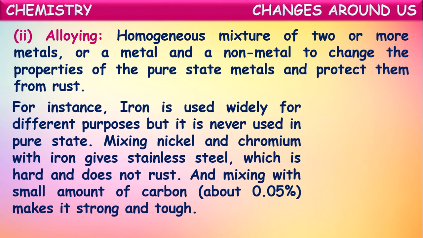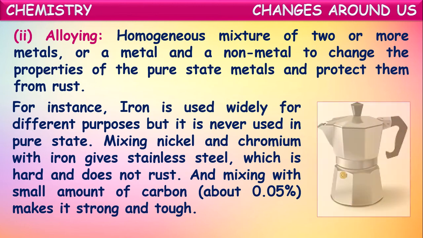For instance, iron is used widely for different purposes, but it is never used in the pure state, because if pure iron is used, it will get rust immediately and those articles may spoil easily. That's why mixing nickel and chromium with iron gives stainless steel, which is hard and does not get rust. And mixing with a small amount of carbon makes it strong and tough.